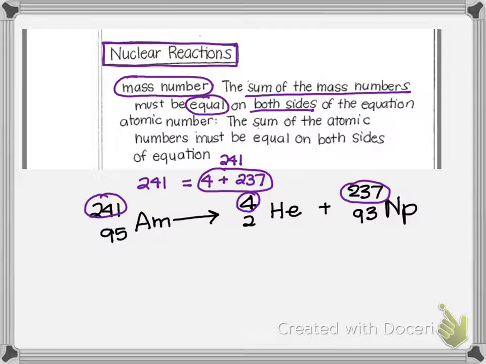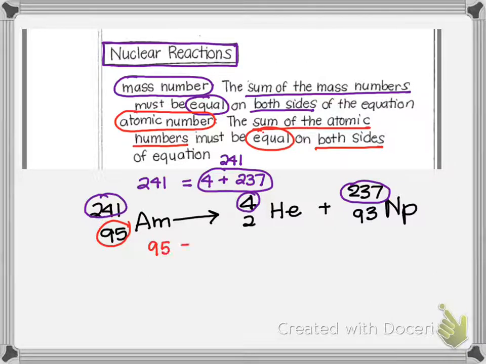Now we also have to consider the atomic numbers. And again, looking at the sum of the atomic numbers, they must be equal on both sides of the equation. So let's take a look at this equation here. So on the reactant side, we have 95 as the atomic number. And on this side, we have 2 plus 93. So 2 plus 93 is 95. So this equation that was written is a balanced nuclear equation.